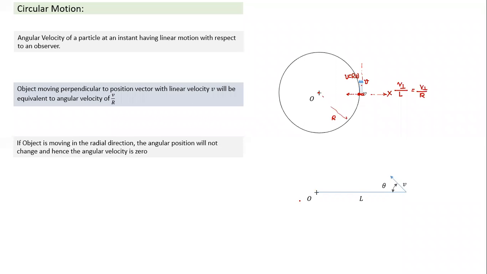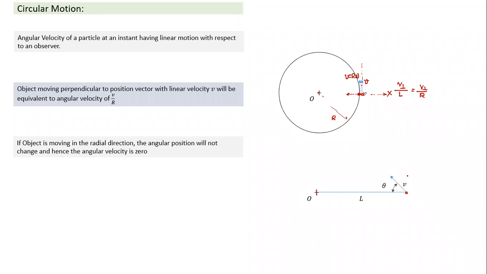Now come to this case. Here, this is an object and this is an observer. We always talk about instantaneous angular velocity. In all cases we are talking about a very brief instant of time. So if at a particular instant the object is at a distance L from the observer, it can be in any direction, it doesn't matter, and it has a velocity V at an angle theta with the line joining the object and the observer. With reference to this observer, as it moves, its angular position is changing. What is the angular velocity of this object?